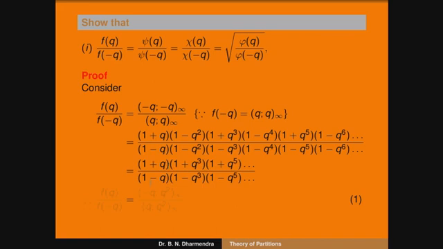And the denominator, in terms of 1 minus q cube, the very first term is q, and the base is also q square. So therefore the denominator is q, q square infinity. So hence f of q divided by f of minus q is equal to minus q, q square infinity divided by q, q square infinity. Similarly, the remaining three values must satisfy the same condition. We can call this equation 1.